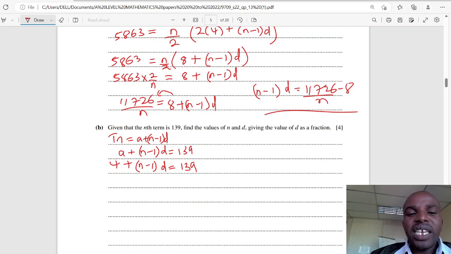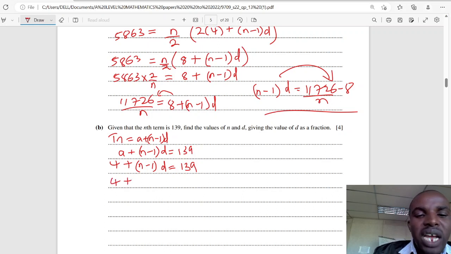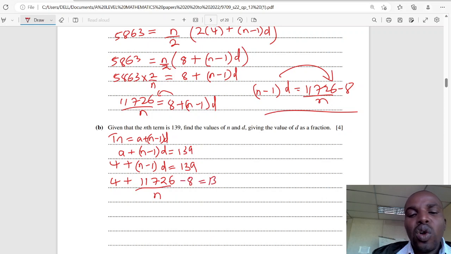Right, then check. n minus 1 times d is actually this item here. So you can use that part. You substitute here, then you can find the value. So you can say 4 plus, instead of n minus 1 times d, you can take 11726 over n minus 8, is equal to 139. Like this. Then from this, you can find the value of n.